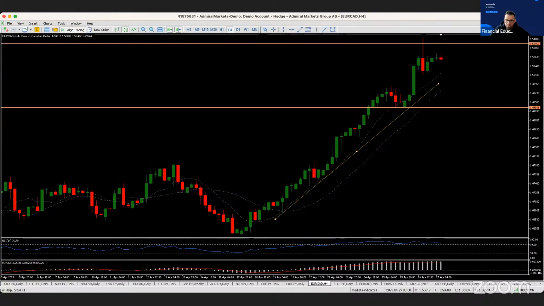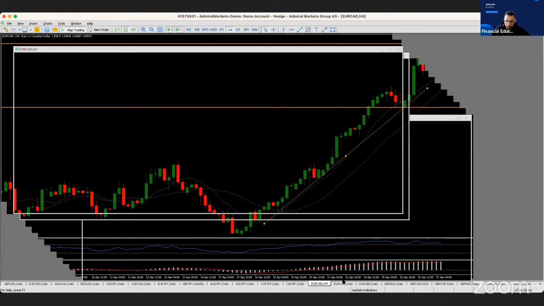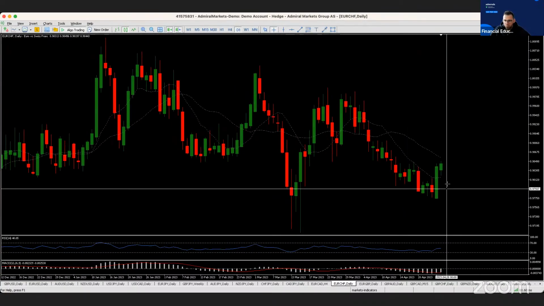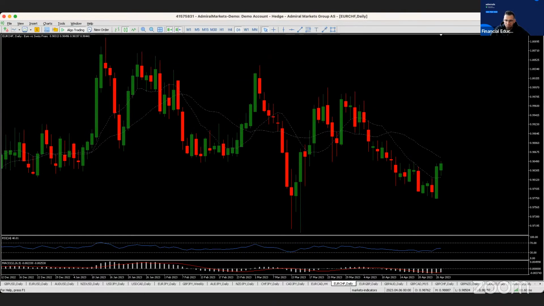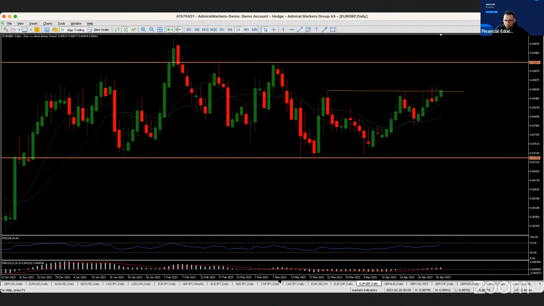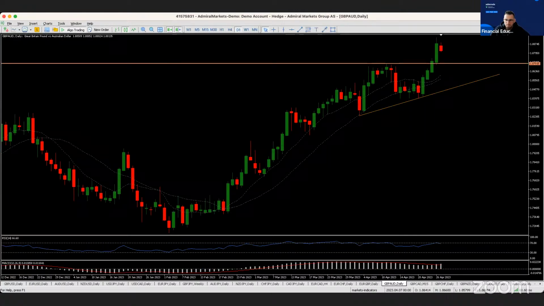Euro CHF, bullish engulfing, but again, bullish engulfing where? Nowhere. It's in the middle of no man's land here. Euro pound, nothing to do, very mixed as you can see. Looks like we had a good range here, but the move stopped. It's just drifting sideways, not interested.